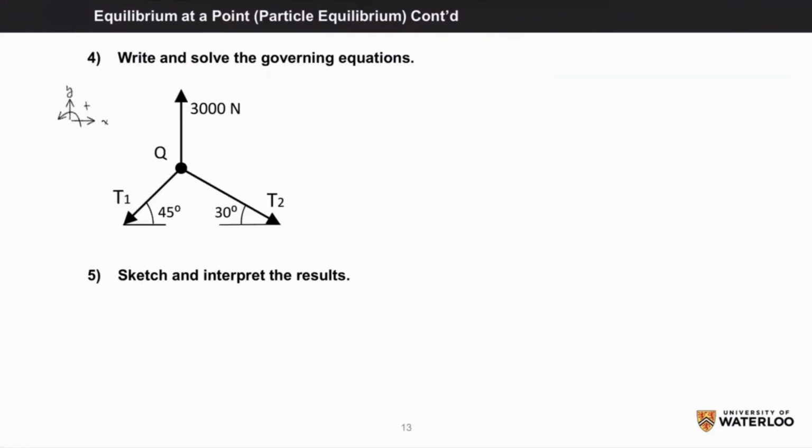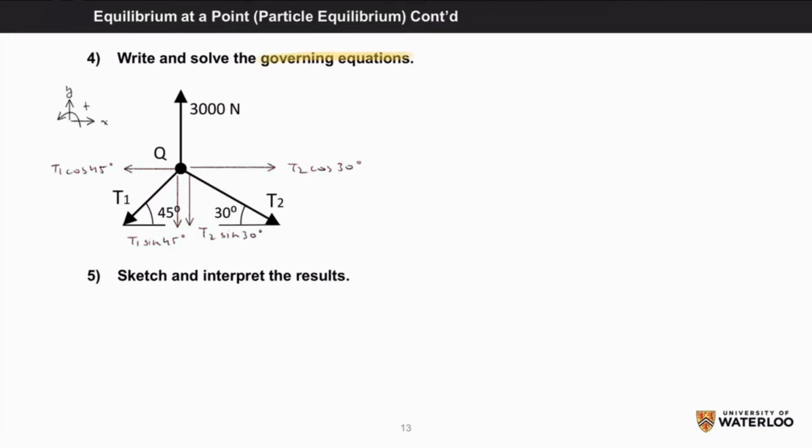The next step is to write and solve our 2 governing equations. Before we do this, let's break up the cable forces into their corresponding x and y components. The x and y components of T1 are T1 times cosine of 45 degrees and T1 times sine of 45 degrees, respectively. And the x and y components of T2 are T2 times cosine of 30 degrees and T2 times sine of 30 degrees, respectively.